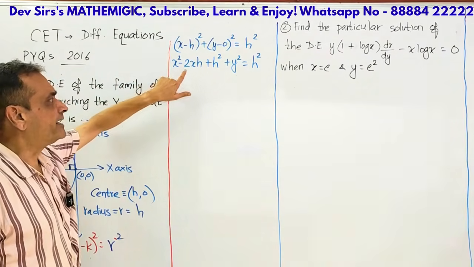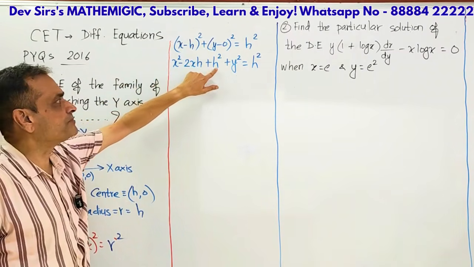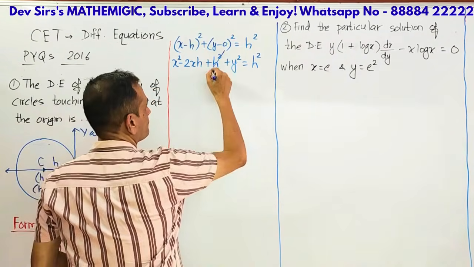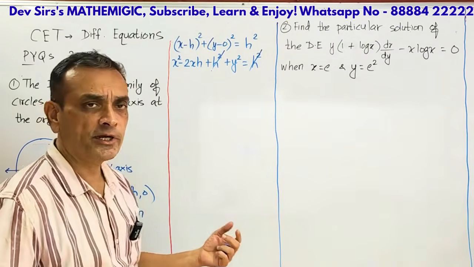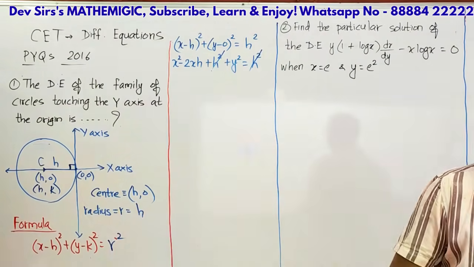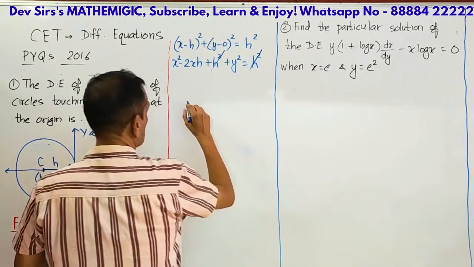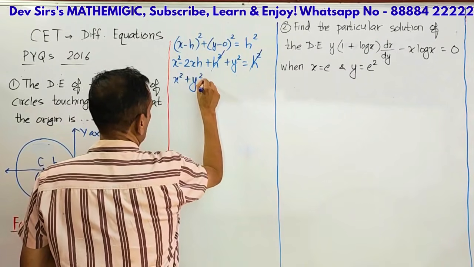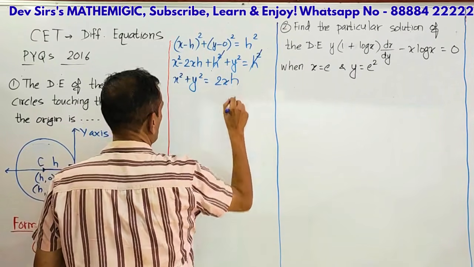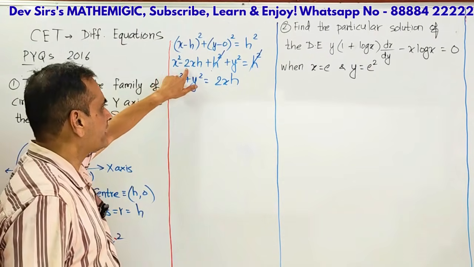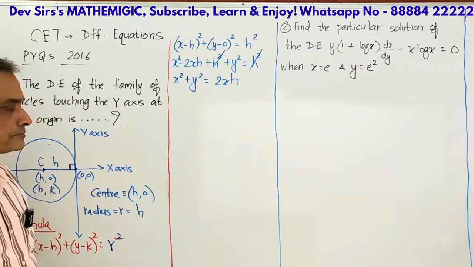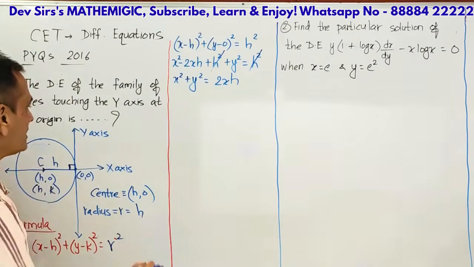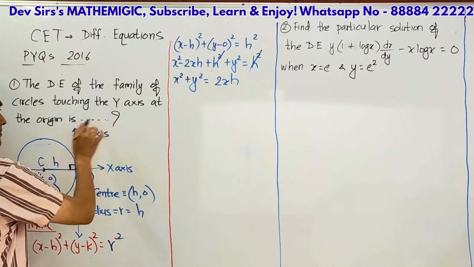a minus b bracket squared is a squared minus 2ab plus b squared. y squared remains as it is. If you take h squared on the left hand side, it will get cancelled. So I have taken 2xh on the right hand side. This is the equation of this circle, of all types of circle satisfying this condition.